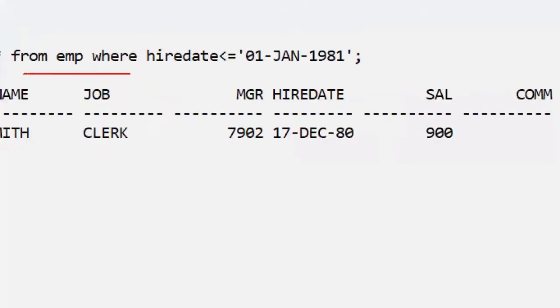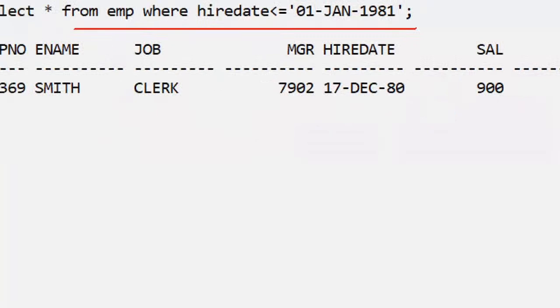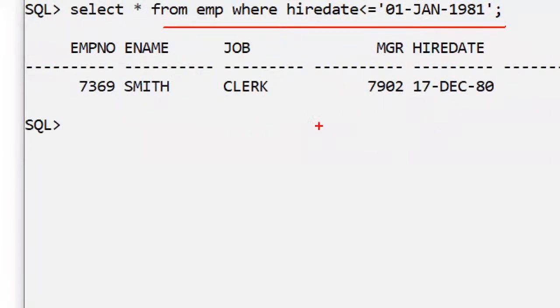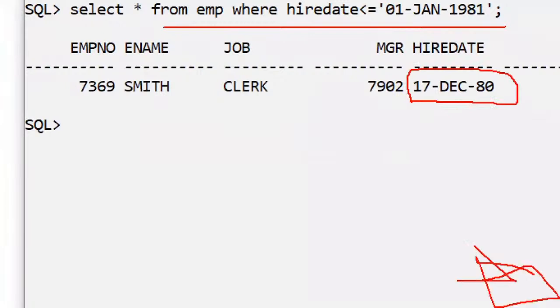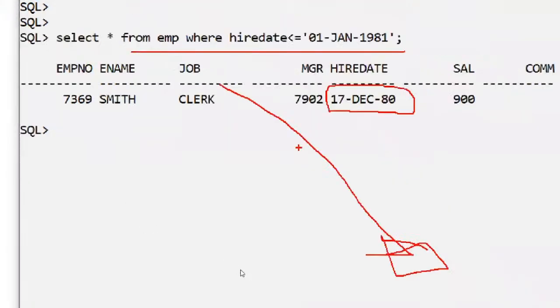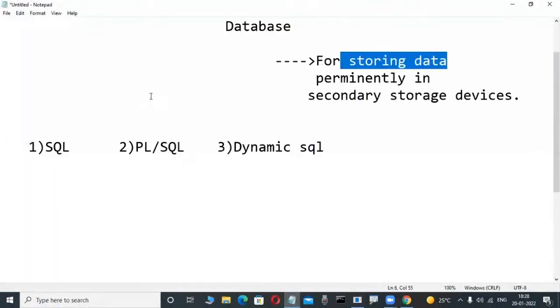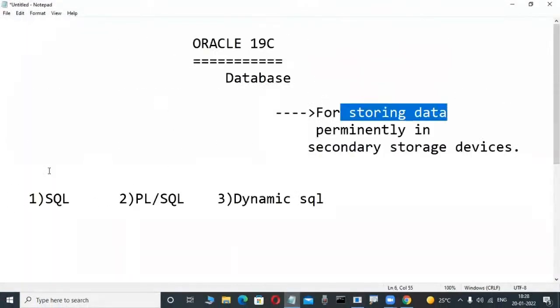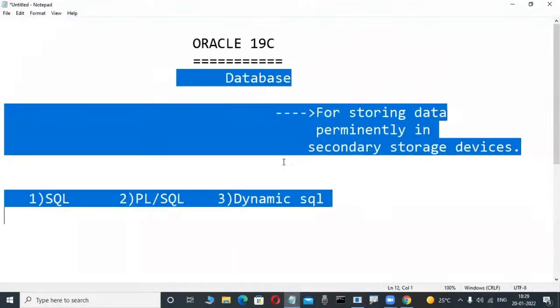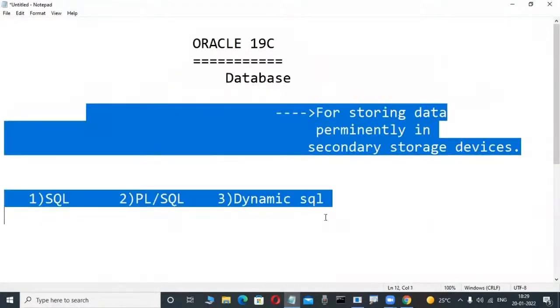By writing a single line of code, the employees who joined before 1980 or 1981 are automatically retrieved from the database. That is why efficient data retrieval is so powerful, and it is possible only through these databases and these languages.